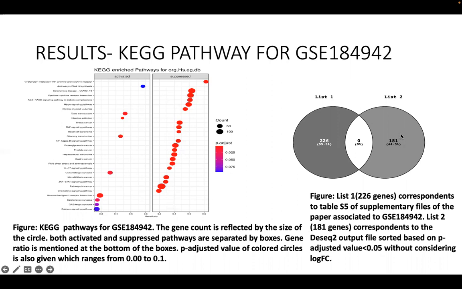Here is another Venn diagram between the 226 genes of supplementary table S5, and here are 181 genes that are the statistically significant genes from our output file after gene set enrichment analysis and sorting only the statistically significant ones. We found 0 overlapping genes, and we conclude that it might be due to the fact our project is very much focused on the hippocampal subfield CA1, whereas the main study considered every subfield of the hippocampus.